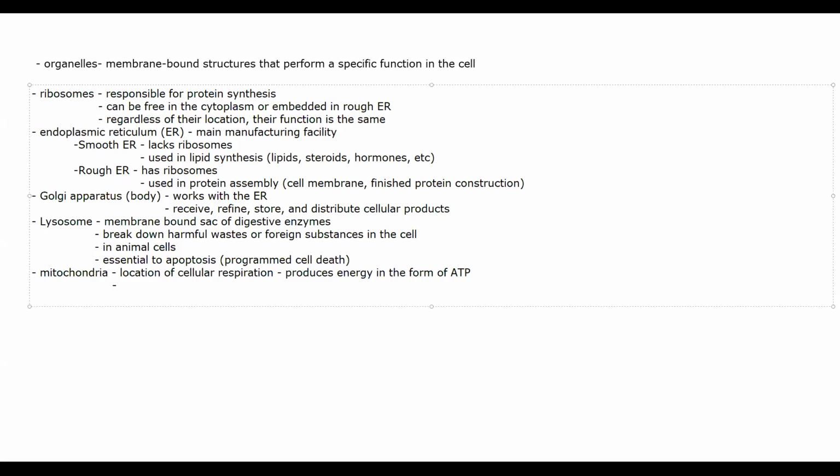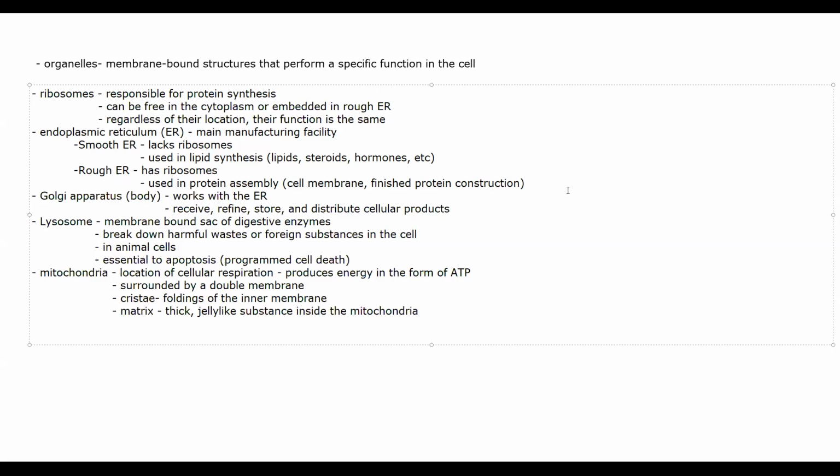The interesting thing about mitochondria is that it has some of its own internal structures. So first off, it's surrounded by a membrane, and inside that membrane, we have something called cristae, which are kind of this, what do I call those? And then it has something called the matrix. No, not that matrix. The matrix is similar to the cytoplasm, and that is a thick jelly-like substance. I will show you a picture of that in just a second.